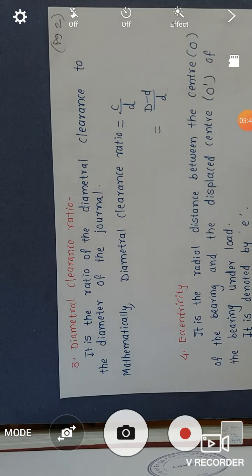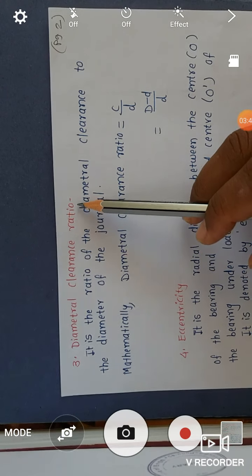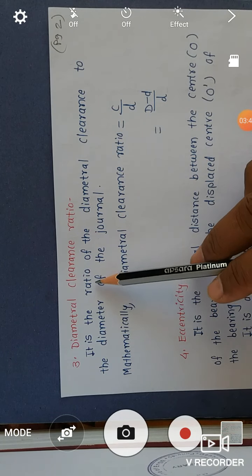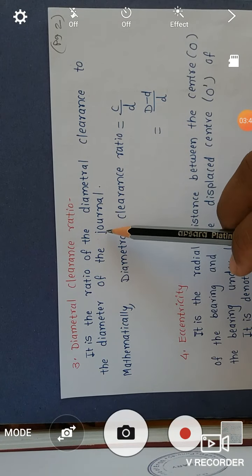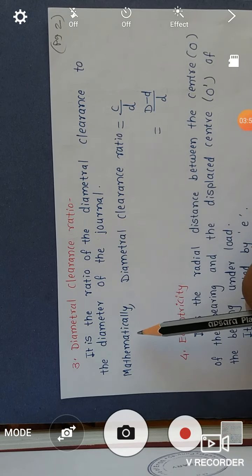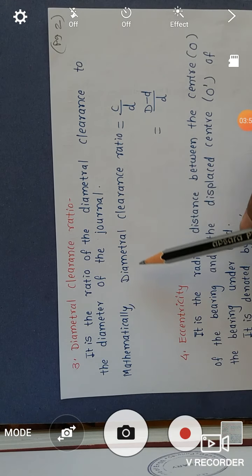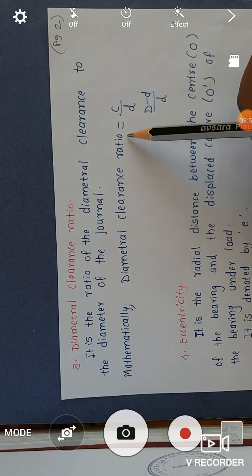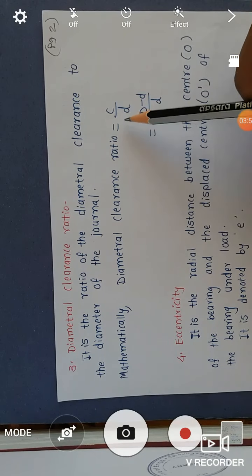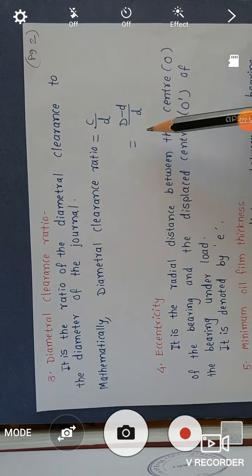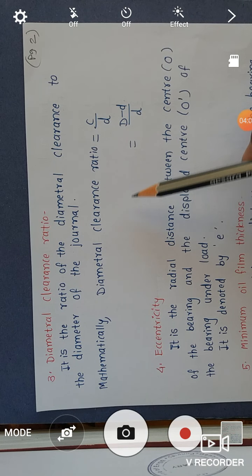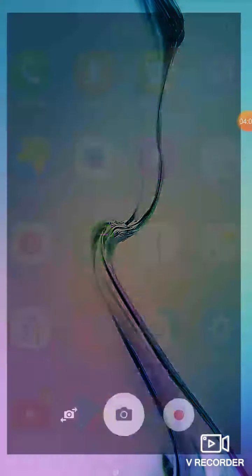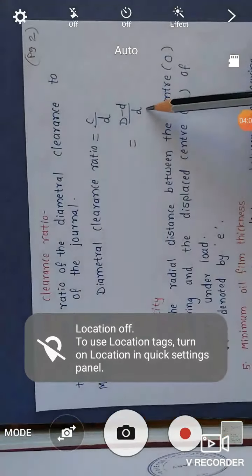Next term is the diametral clearance ratio. It is the ratio of the diametral clearance to the diameter of the journal. Mathematically, the diametral clearance ratio is equal to C divided by d. But we know that C is D minus d. Therefore, the diametral clearance ratio is equal to (D minus d) divided by d.